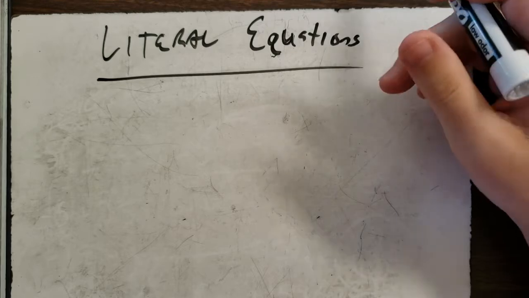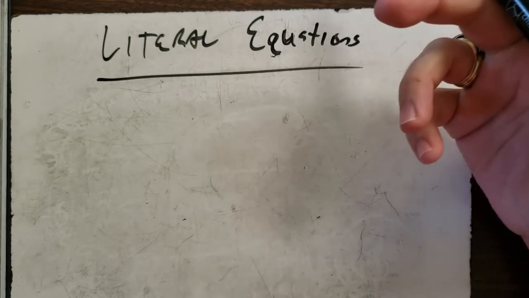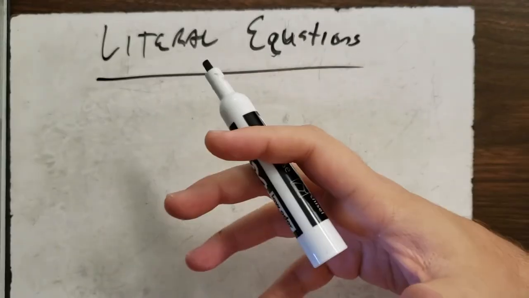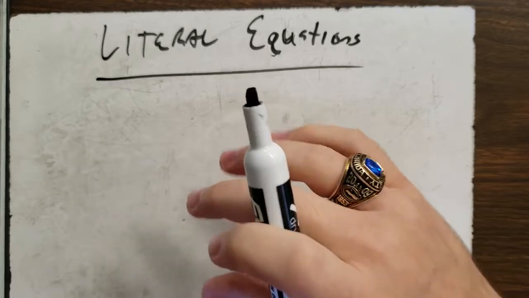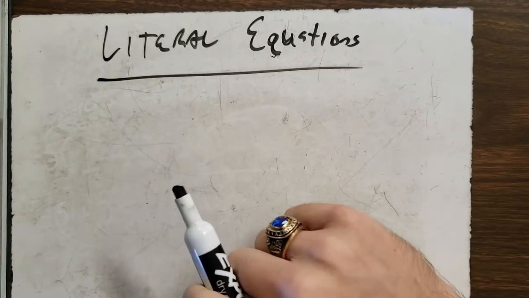So, literal equations is going to look hard. You're going to think it's crazy, but it's not. It's probably easier than the stuff we've been doing if you just follow the rules of the two-step equations and the multi-step equations. If you follow the same rules, then you'll be okay, okay? So let's start with our first example.